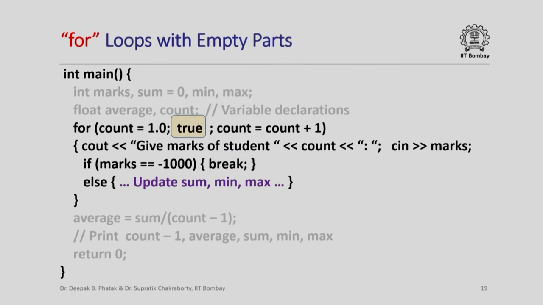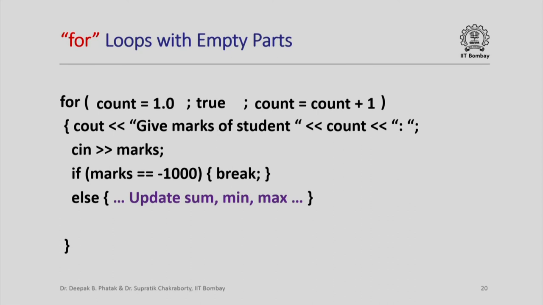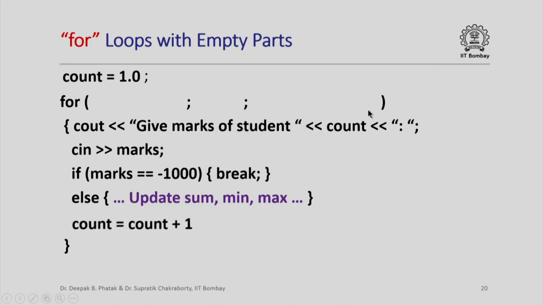Now we could also have for loops with empty parts. Note that I have used true over here. I could actually just skip the true, and skipping the loop condition in a for loop is equivalent to having a true loop condition. In fact, we can do more. So this is our for loop where we had these three parts: initialization, loop condition, and the instruction to be executed after every iteration. We have just seen that the true condition can be replaced by an empty condition. In fact, the initialization part can also be skipped if we are willing to move it before the for loop starts, and the part that is to be executed after every iteration can also be skipped if we are willing to move it to the end of the loop body. So now this is a for loop with three completely empty parts, and still this is a perfectly legitimate for loop.